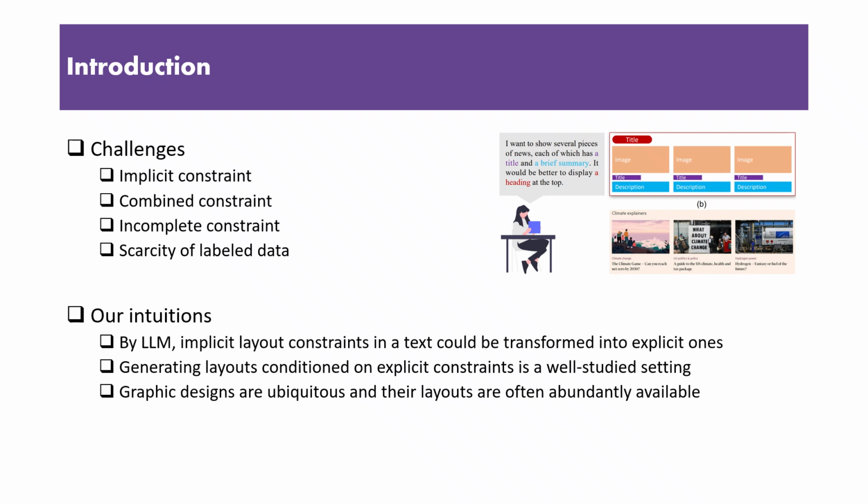To tackle the challenging text-to-layout, our intuition is threefold. First, we can take advantage of pre-trained language models to transform implicit layout constraints into explicit ones. Second, generating layouts conditioned on explicit constraints is a well-studied setting in prior work. Its success motivates us to take the same formulation and seek a way to represent combined and incomplete constraints in text-to-layout. Third, graphic designs are ubiquitous and their layouts are often abundantly available, which are highly valuable for learning to generate high-quality and diverse layouts.